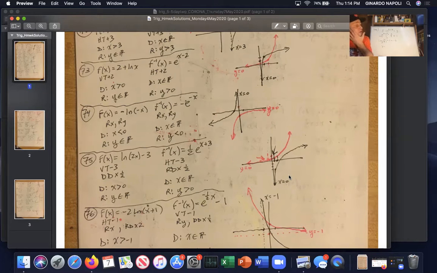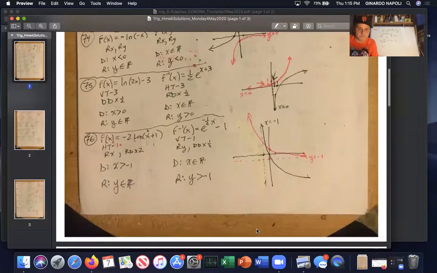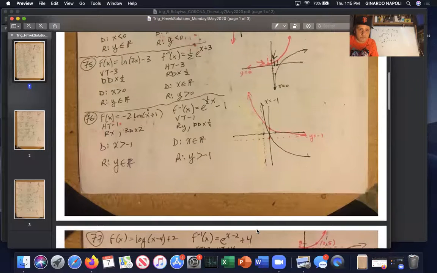And again, the only way the asymptotes change is if you have a vertical or horizontal translation. So with ln, you need a horizontal translation. You need to go left and right. And with exponential, you need a vertical translation. You need to go up and down, right? Okay.